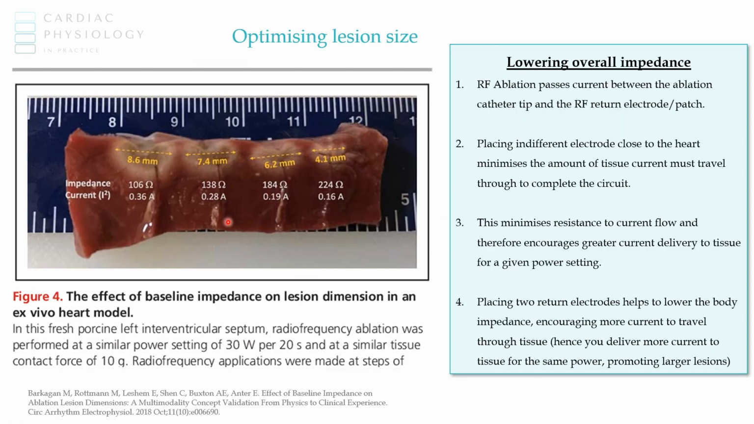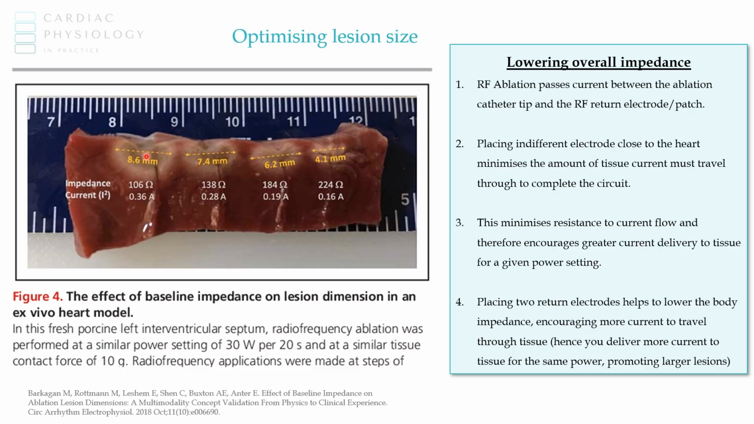So for the visual learners, this is the kind of impact that this can make. This is a model where an ablation catheter was ablating at 30 watts for 20 seconds and 10 grams of contact force for every single lesion. So theoretically, we're pumping the same energy into the tissue. However, this lesion occurred during a baseline impedance of 224 ohms. So for example, you put one return patch on the calf muscle, and you got a lesion dimension of this.